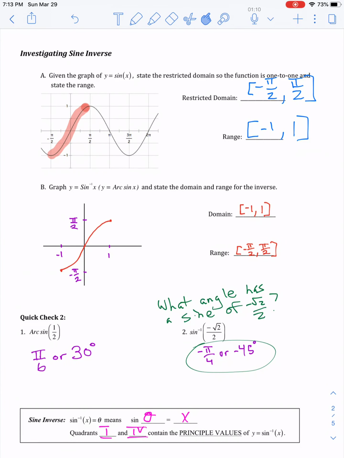Below are some practice problems that we did yesterday. Example 1 in English says, what angle has a sine of 1/2? There are many answers, but from our conversation yesterday, the only angles that fit in the principal interval would be pi over 6 or 30 degrees.